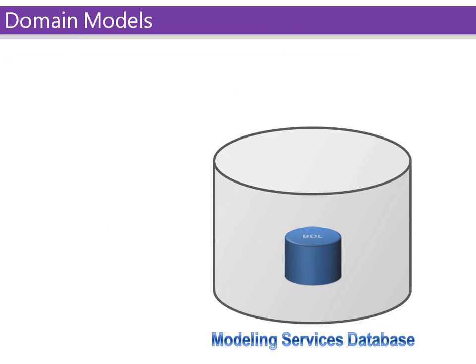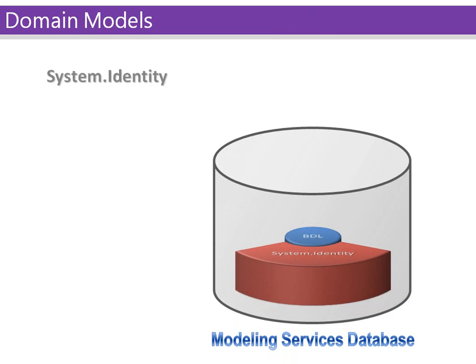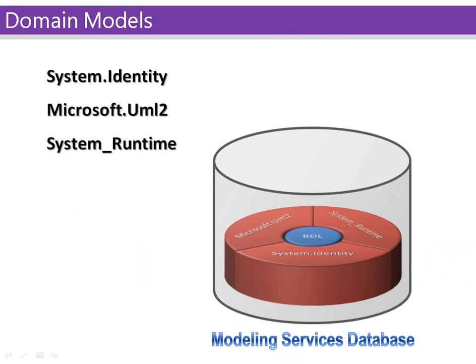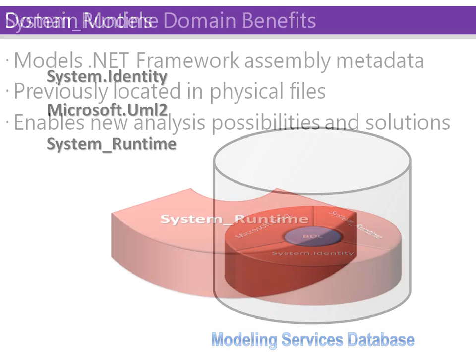Next, let's discuss the common shared models that come with modeling services. The SQL Server Modeling CTP installs three domain models: System Identity, Microsoft UML2, and System Runtime. We don't have time to look at all of these models in detail, but you can get a good idea of their benefits by more closely examining one of them. On the next slide, we'll cover the System Runtime model in more detail.